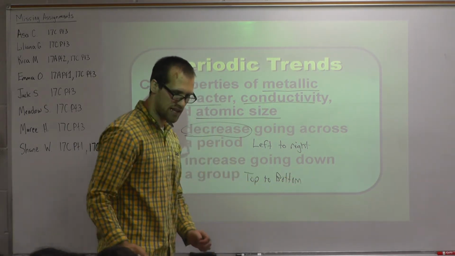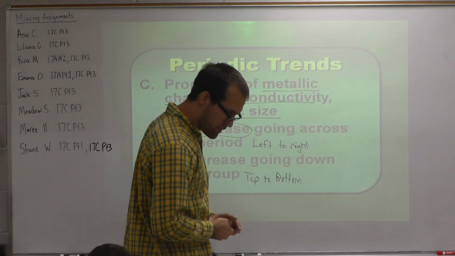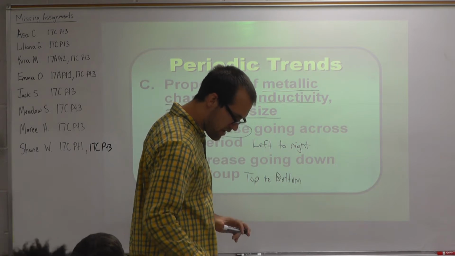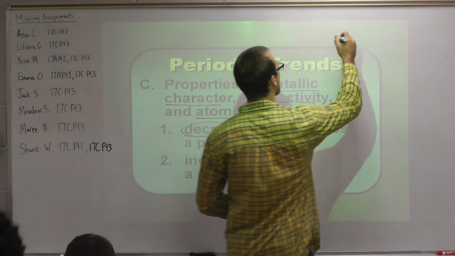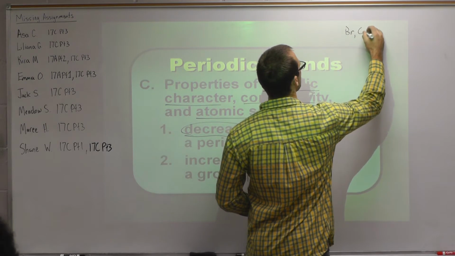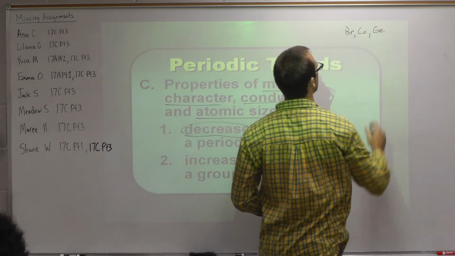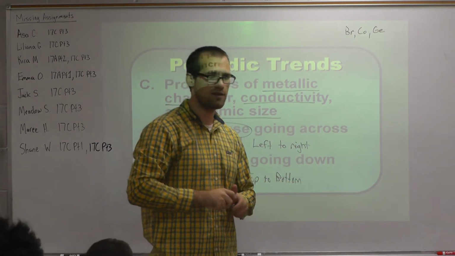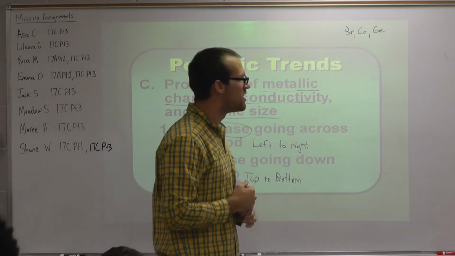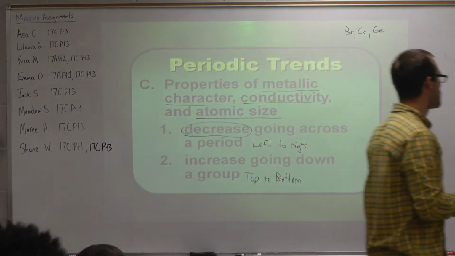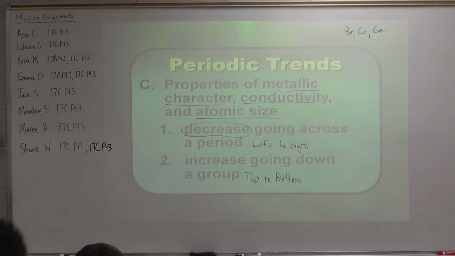So let's see. Let's do 4B. It has BRCOGE. That's not the order. That's just what they gave in the problem. So let's find them. Bromine, and then it was right over there, cobalt, and germanium. They're all in the same horizontal row.